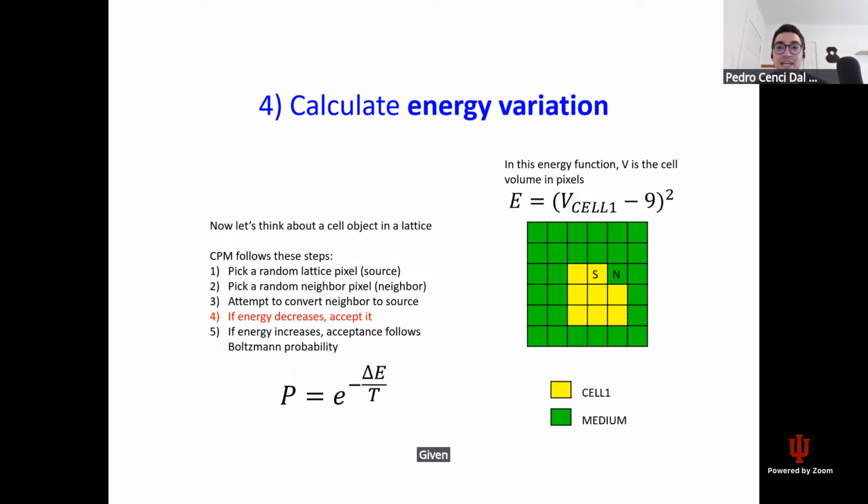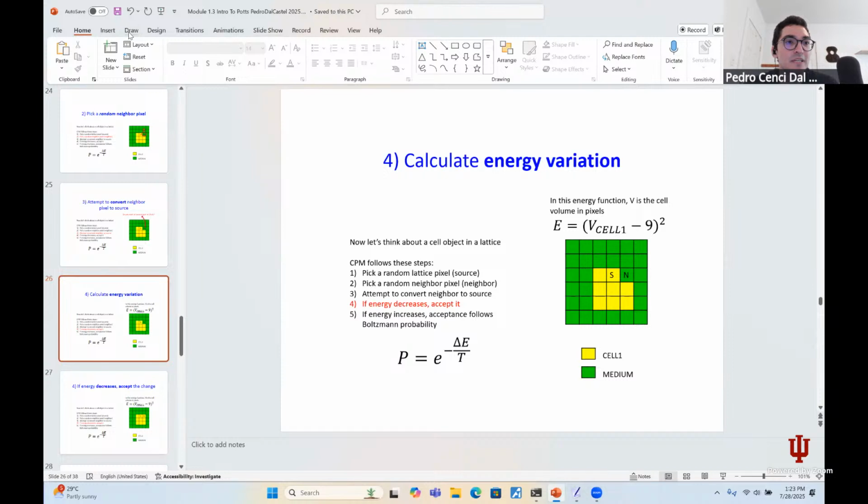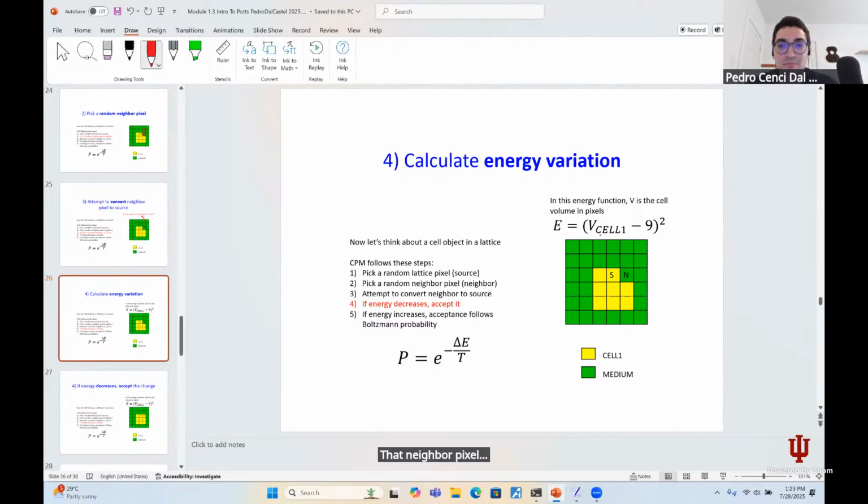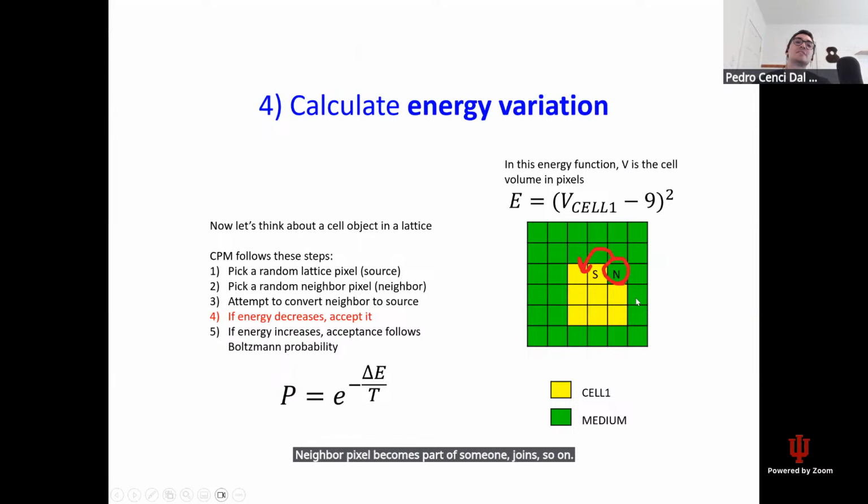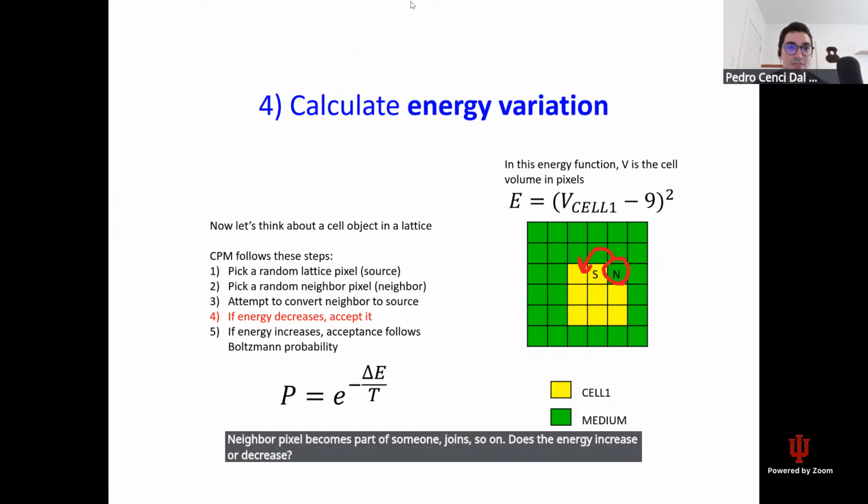Given this energy, if I accept that the neighbor pixel becomes part of cell 1, joins cell 1, does the energy increase or decrease? Answers in the chat.